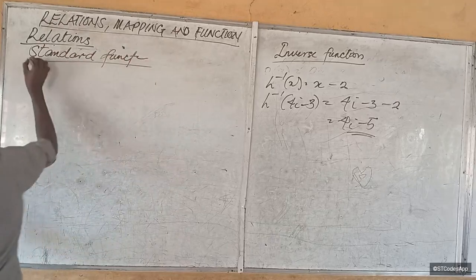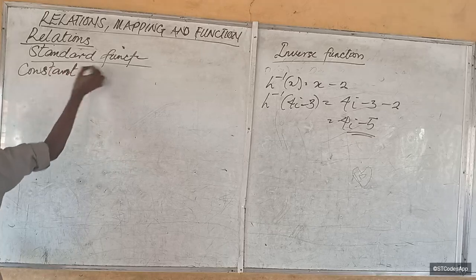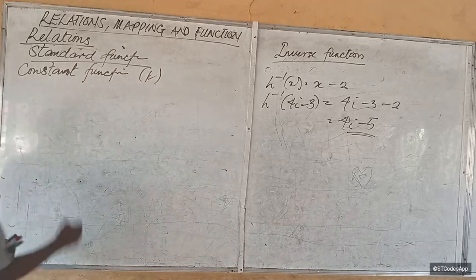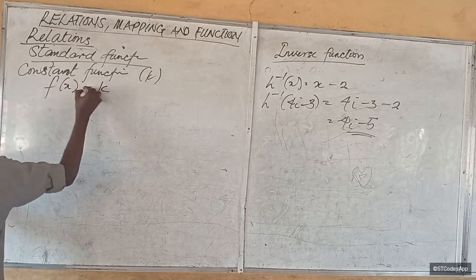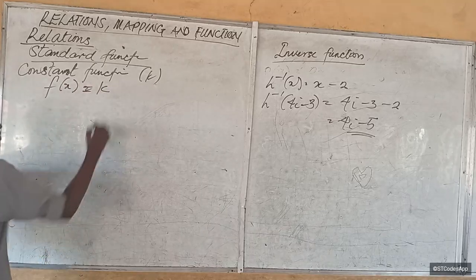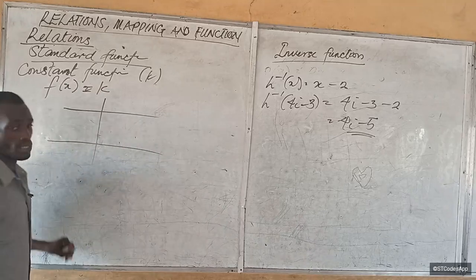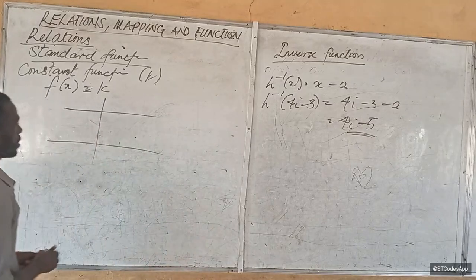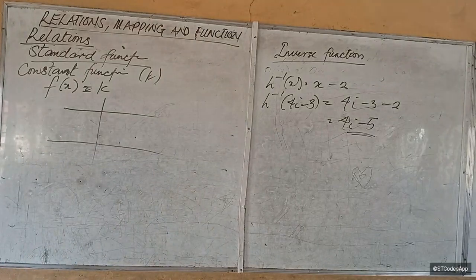Okay, so we have a constant function, isn't it? Constant function k, right? So f of x could be equal to k. What will be the graph of f of x? The graph of f of x is going to look how? Like this, isn't it? A straight line, right? Okay. So that is that guy.